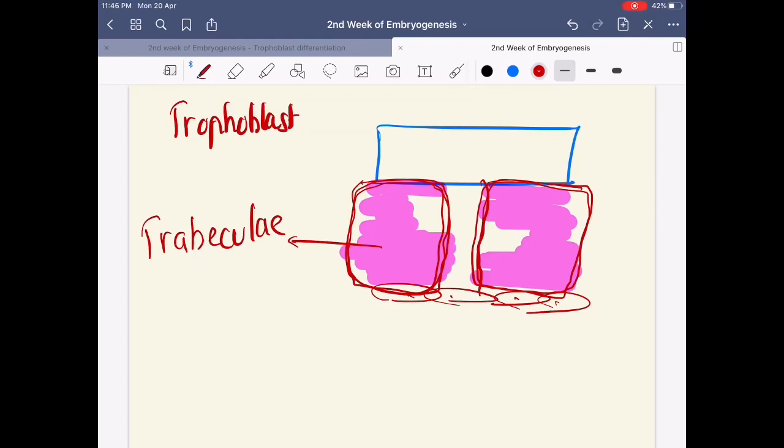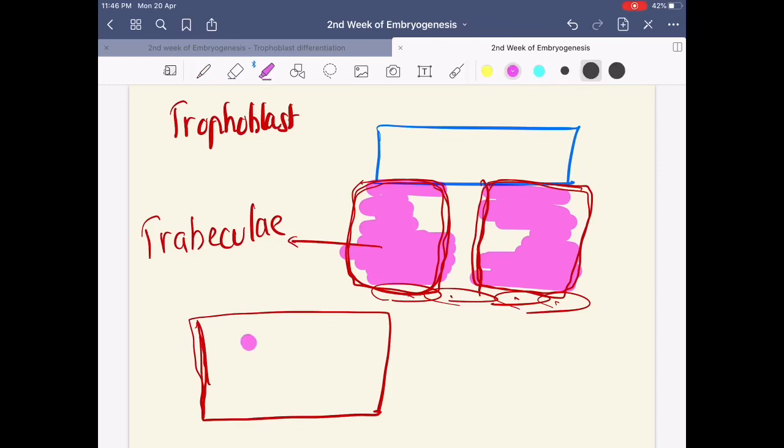Another section, if I draw, these lacunae gradually enlarge and enlarge, they unite, and finally your syncytiotrophoblast becomes pillars like this, separated by the lacunae. This yellow part I am going to draw is the lacunae that is separating them. It's everywhere, like this. I hope till now it's clear.